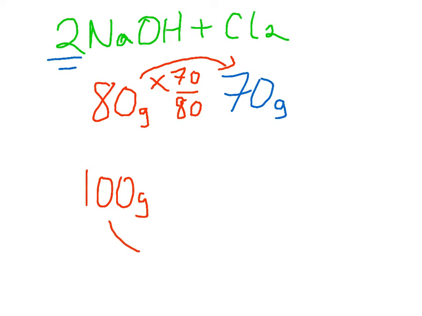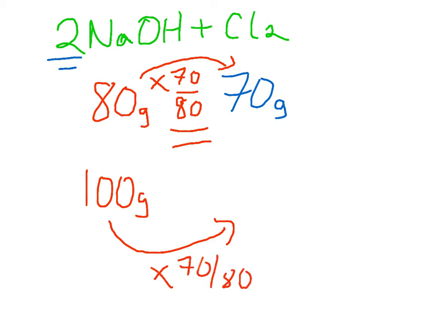And then what you need to do to your value here, the 100 grams, is do exactly the same as you did here. So times it by 70 over 80. And you get to a new number, which will be the answer to the question, which gives you 87.5 grams. With that decimal point obvious, okay, 87.5 grams.